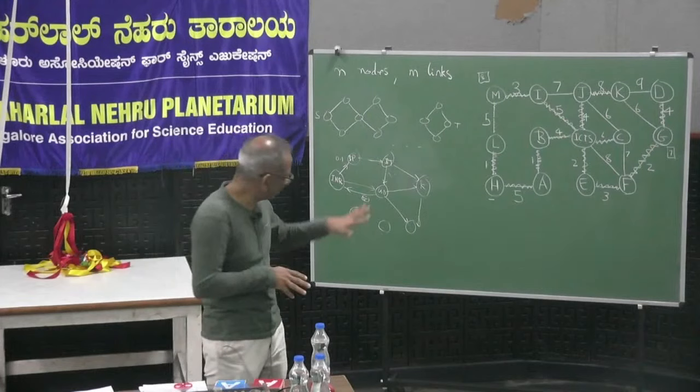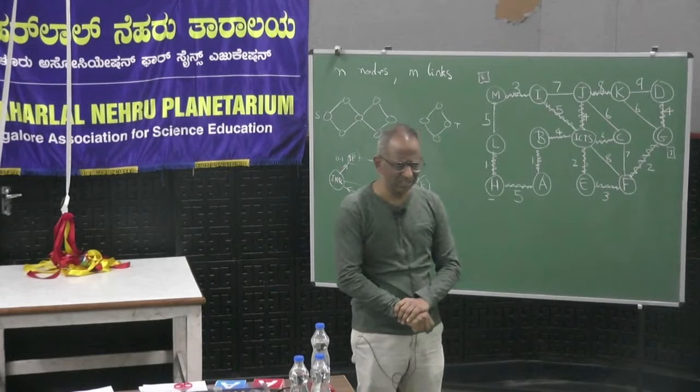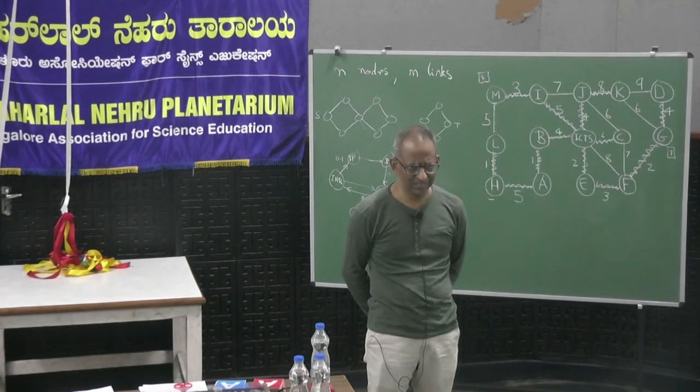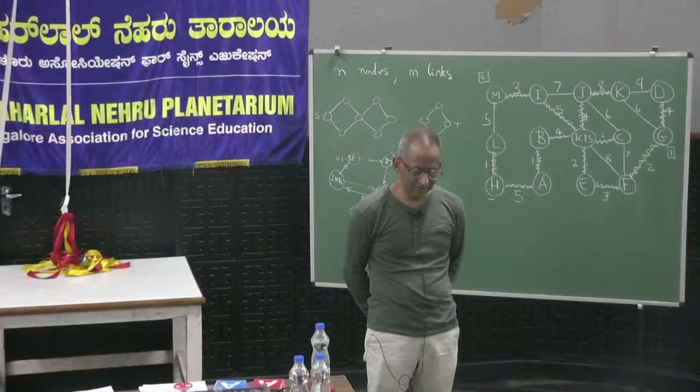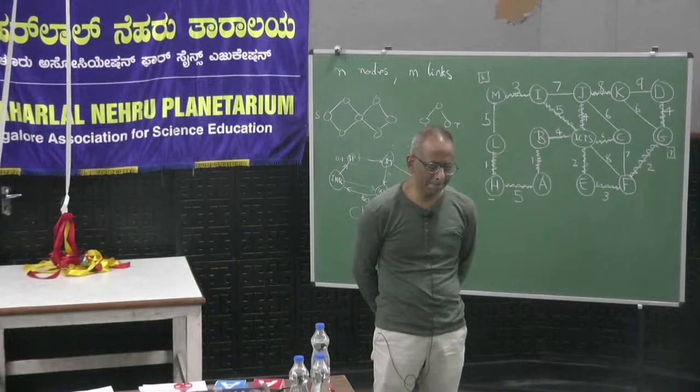Question. So this is for one-to-one. If I want to get from ICTS to point L, I can use this. But if I want to get from ICTS to point K, and from point K to point H, do I have to repeat the process again, this time with K as the starting point? Or is there some better way to do it?